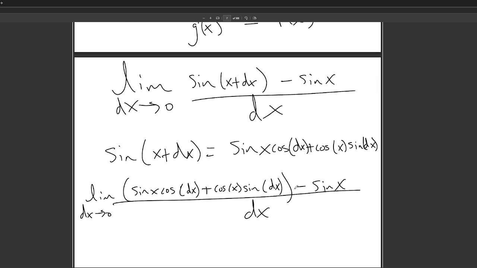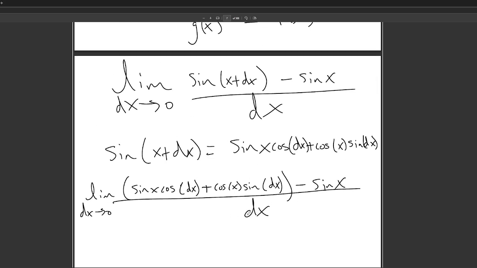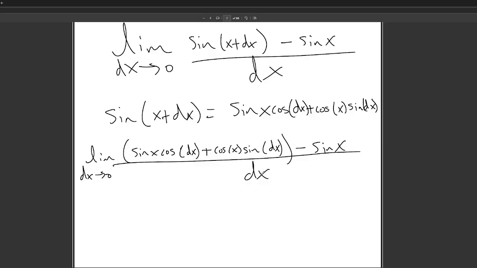Do you factor out the sine x next? Yeah, that's the intuition, but you can't do that, first of all, because there's no sine x in every term. Notice how dx is tending to zero, right? So cosine of dx tending to zero is just one. So this just turns into one, and this turns into zero, right?